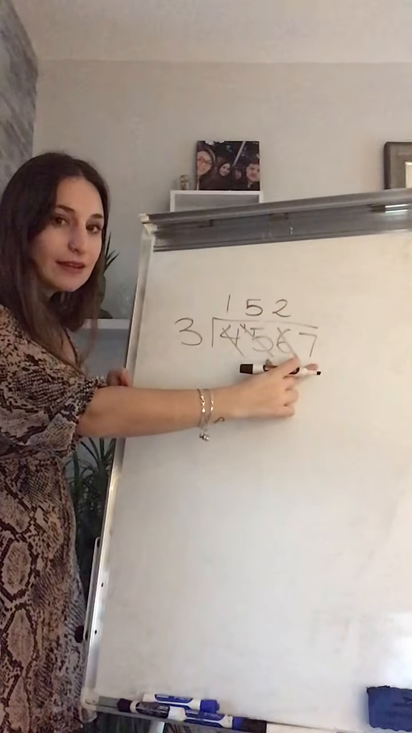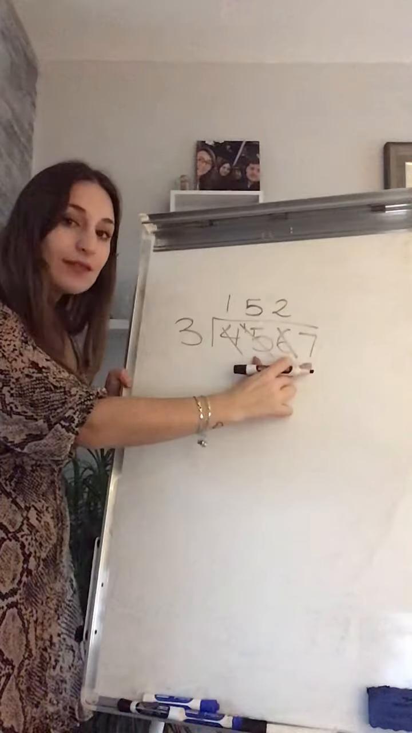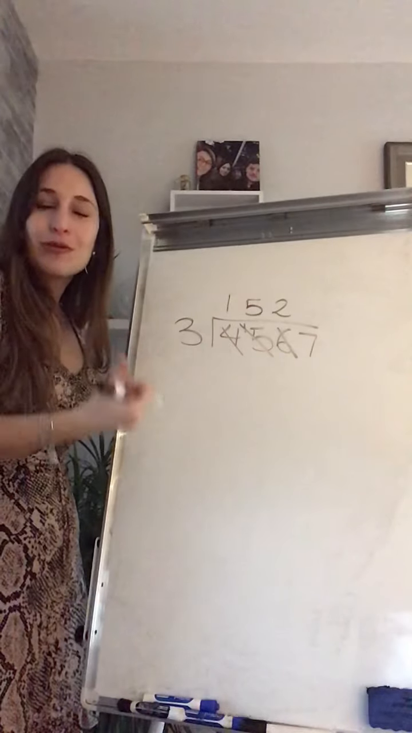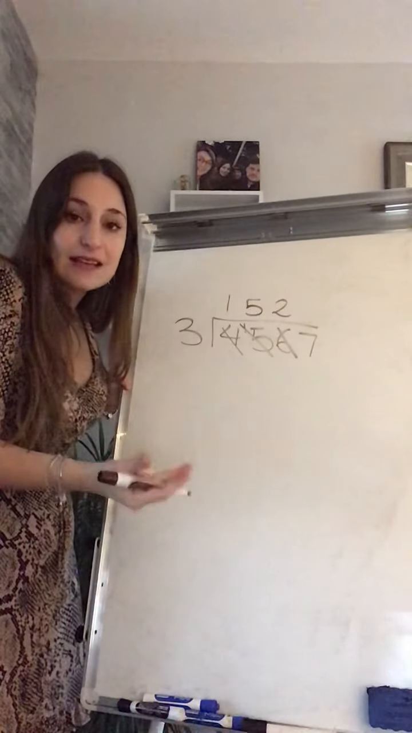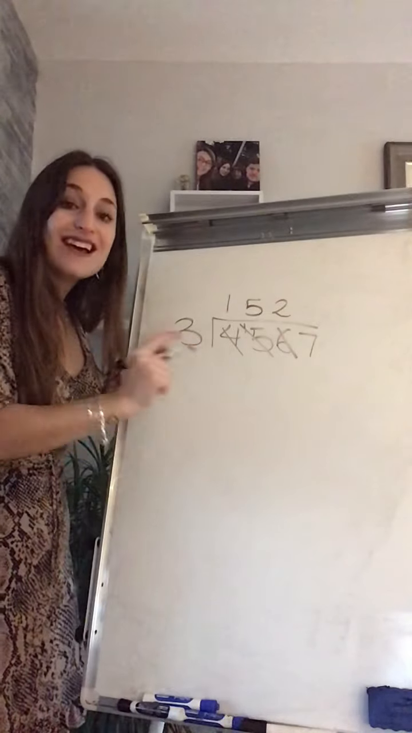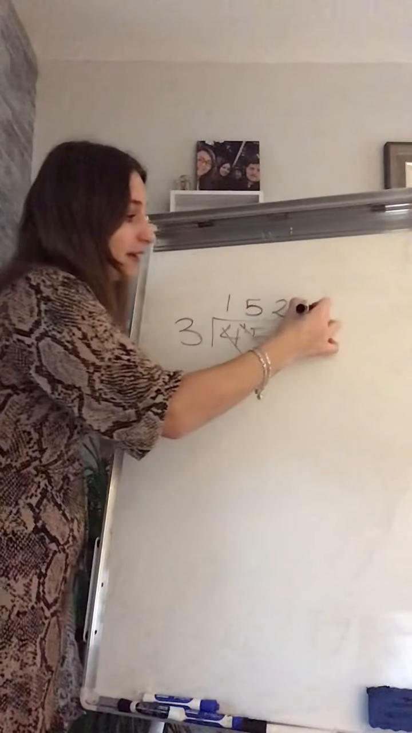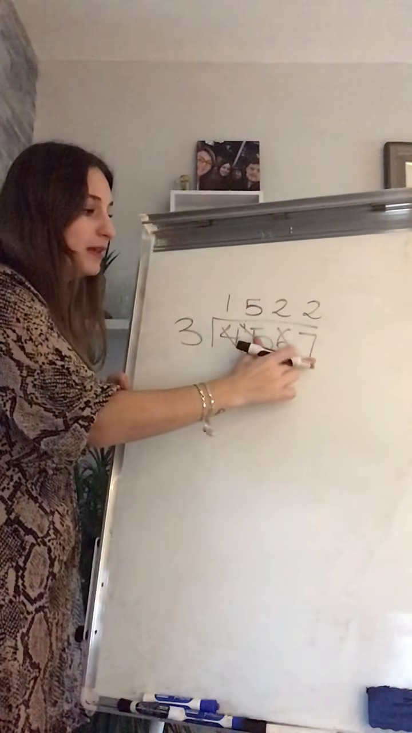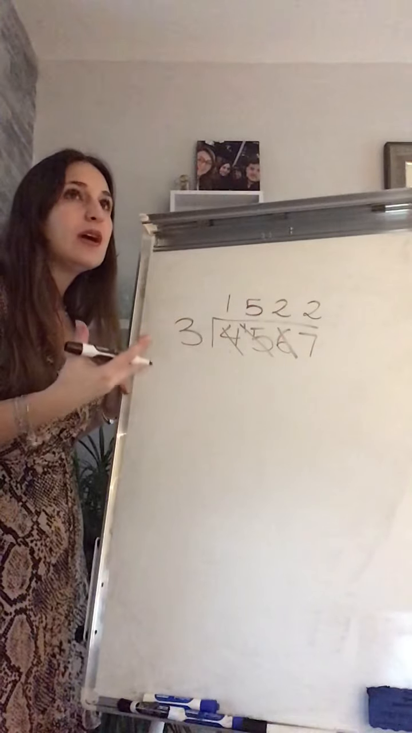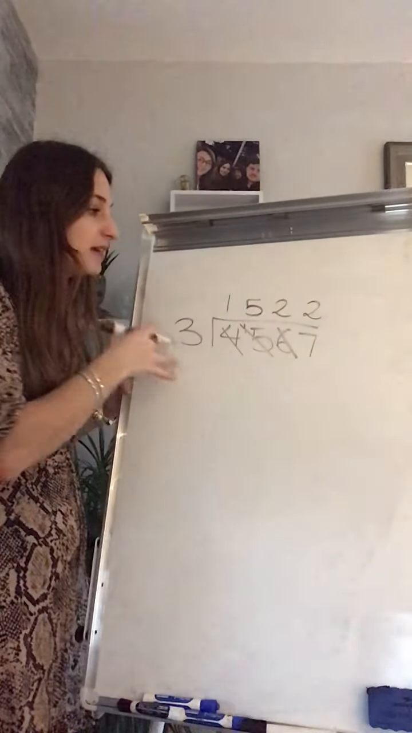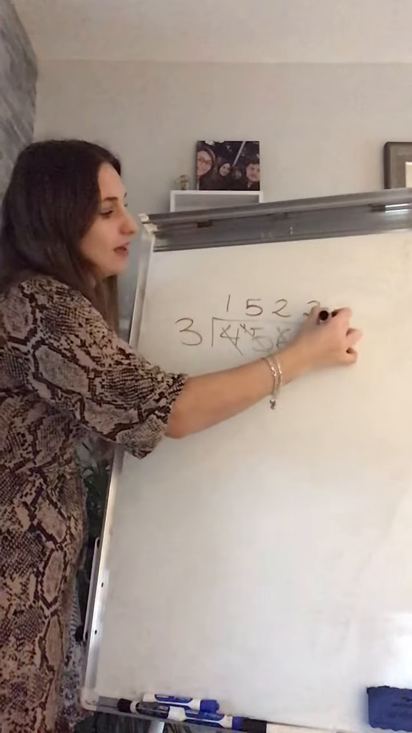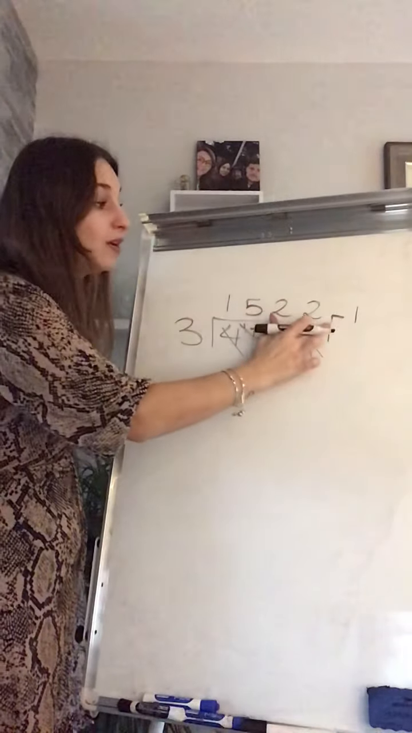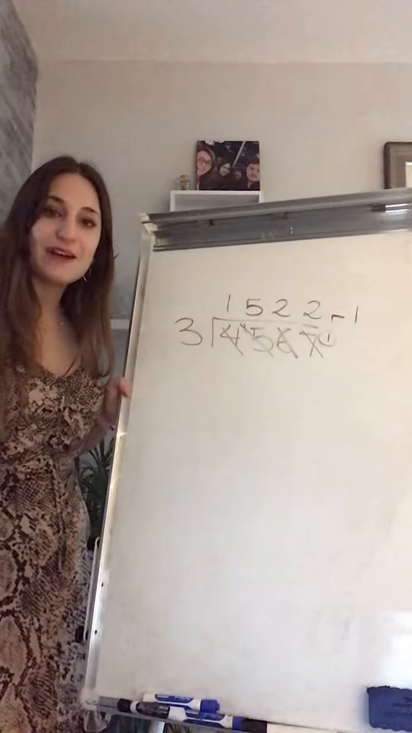Now I have 7. And I know that 7 is not on my 3 timetable because I go from 3, 6 to 9. So from 6 I go to 9. So what is going to happen? I choose my 2 because I need to get the one that is before my dividend. So it's 6, not 9. 2 times 3 is 6, and 1 is left. So I have 1,522, remainder 1. Can you see it there?